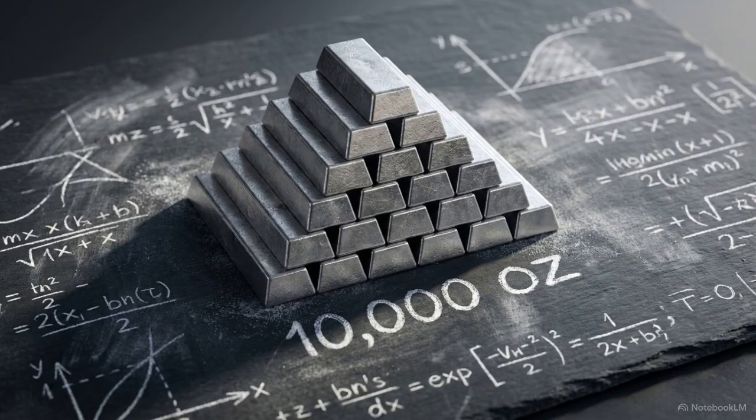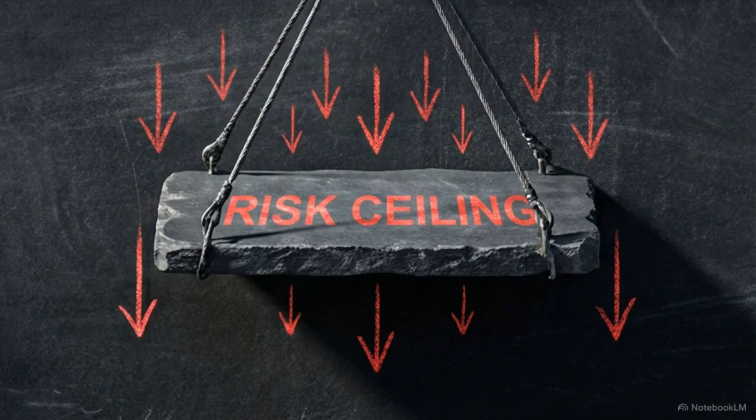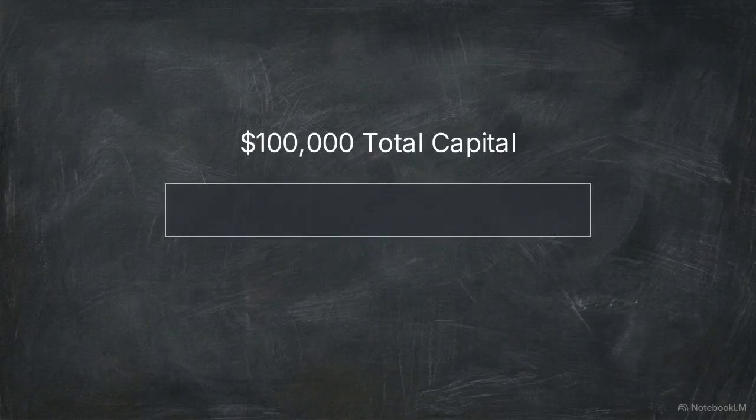The model utilizes a strict contract size of 10,000 ounces of silver. Against that hypothetical capital, the parameters enforce a strict maximum expected drawdown limit of 5%. Applying the 5% constraint to the $100,000 capital establishes a $5,000 limit.